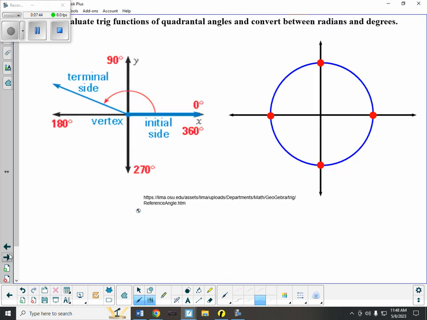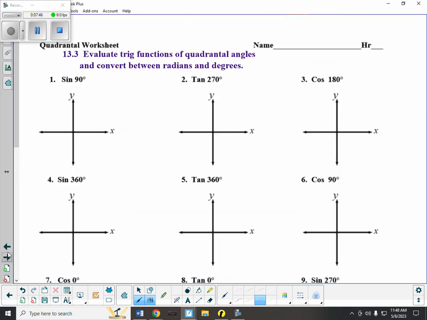So let's take a look at the worksheet you need to do. Right here, it says evaluate the trig functions of quadrantal angles and convert between radians and degrees. So first, we're just going to do the first part. So the sine of 90. Well, 90 is right here, and we're going to pretend there's a unit circle here. And that's on that unit circle. So this value right here would be 0, 1. So you write x is 0, y is 1. The hypotenuse is always 1.